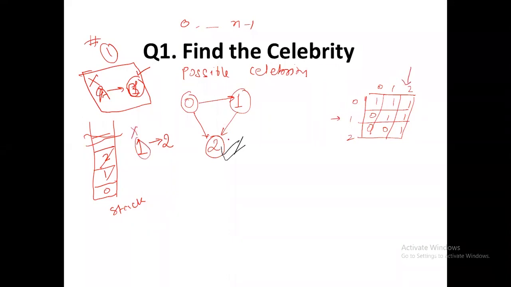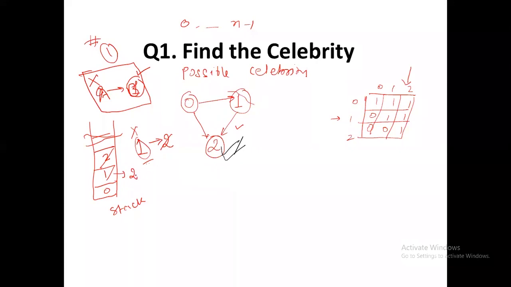Here also in this graph, 1 knows 2. Yes, 1 knows 2. That means 1 can't be the celebrity. What I am going to do is pop these two values, and if 1 is not the celebrity, I am going to push here. Okay, that means 1 got ruled out. This portion got ruled out.